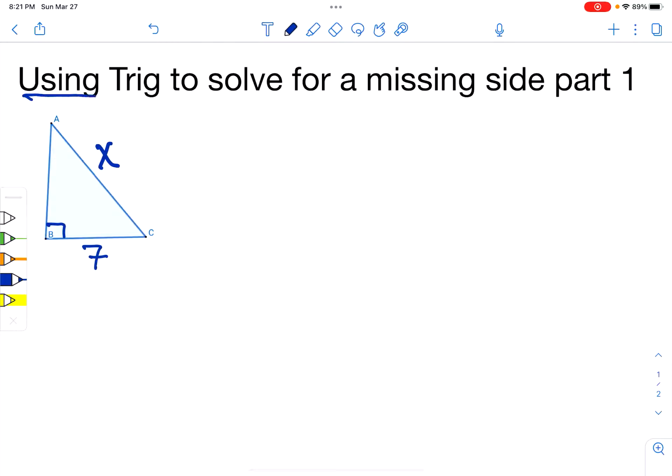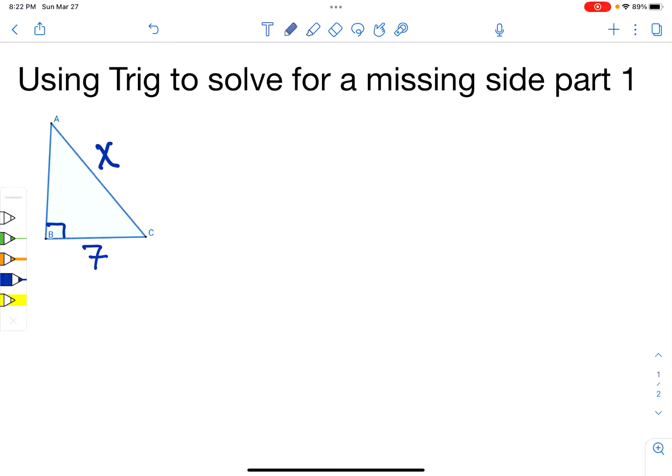All right, so now we're going to learn how to use trig to solve for a missing side, and this is part 1. Here you'll notice we have a 90-degree angle right here. We've got one side given to us, and we're looking for another side. But notice I don't have any of those angle measurements.